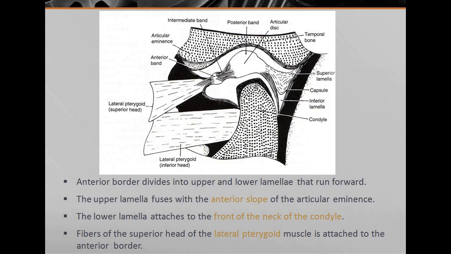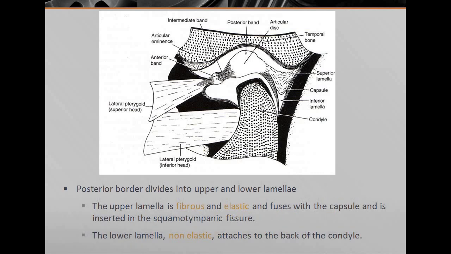The anterior border divides into upper and lower lamellae that run forward. The upper lamella fuses with the anterior slope of the articular eminence. The posterior border also divides into upper and lower lamellae. The upper lamella is fibrous and elastic, fuses with the capsule and is inserted into the squamotympanic fissure. So this is the upper ramus. The inferior or lower ramus is non-elastic and attaches to the neck of the condyle.